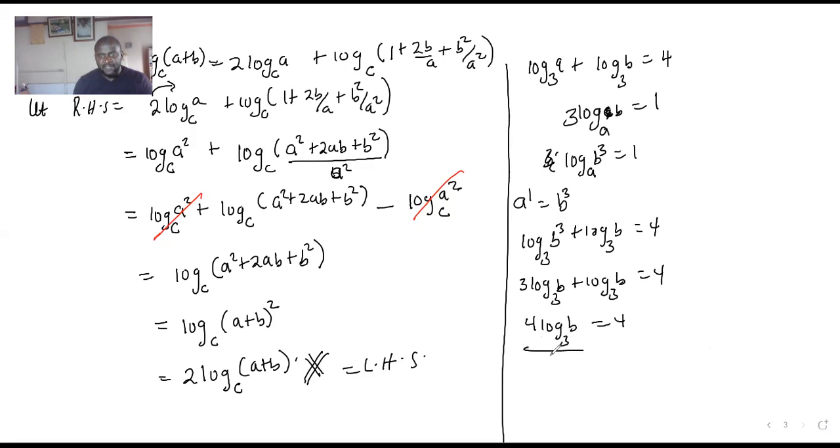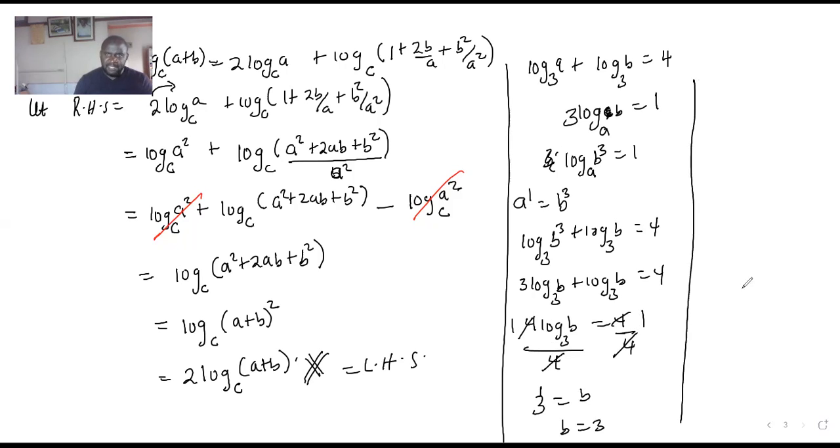I can first divide off by 4, divide off by 4, confirm a 1, confirm a 1. Therefore, 3 to the power 1 is equal to B. B is 3, no wasting time. If B is 3, come back to A. A was seen as B cubed, which is 3 cubed. Our A becomes 27. Hashtag solution.